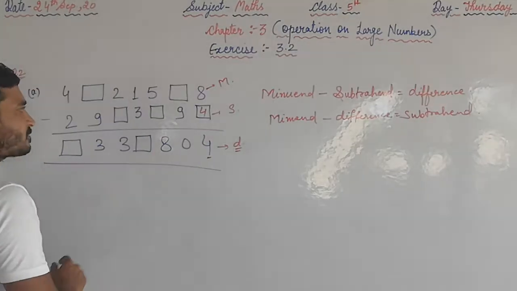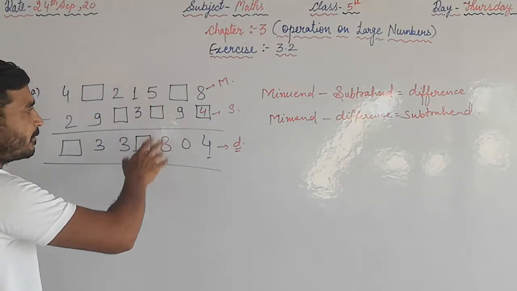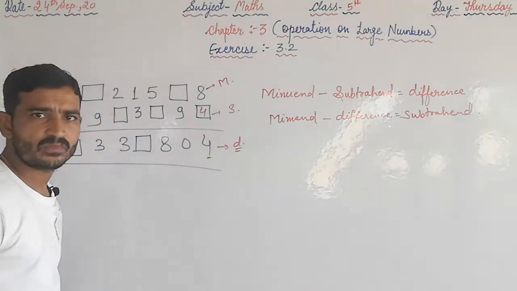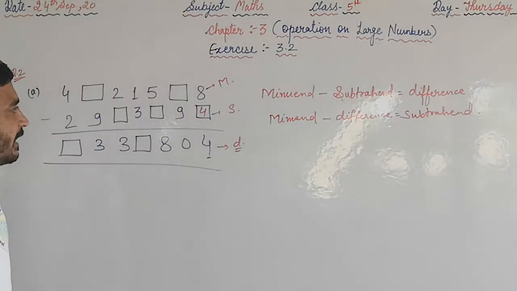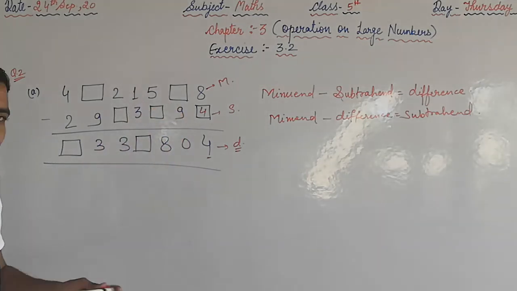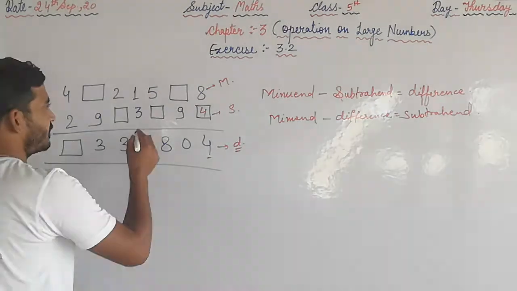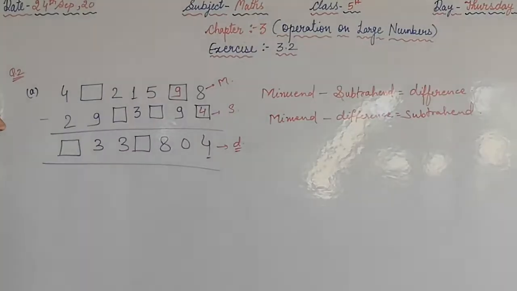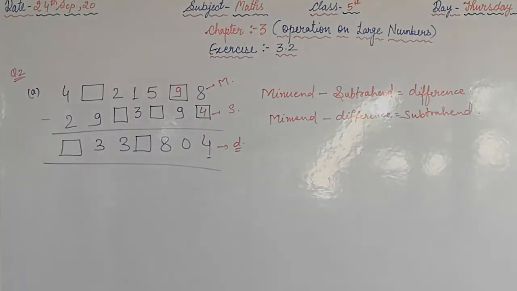What should we subtract from 9 to get 0? See, beta, from which number should 9 be subtracted so that our result is 0? The same number, 9 minus 9. 9 minus 9 equals 0. See the next one.